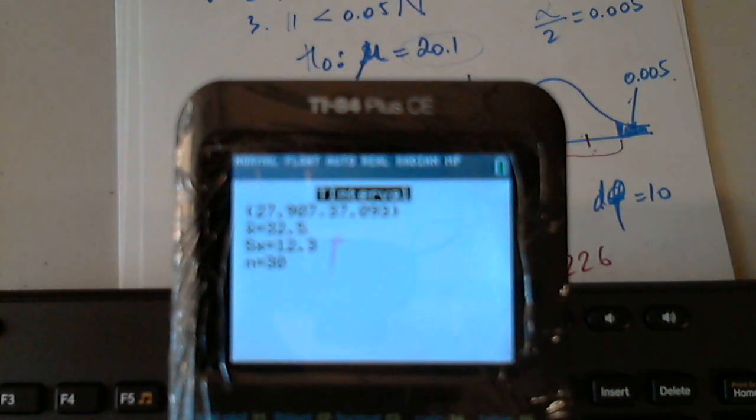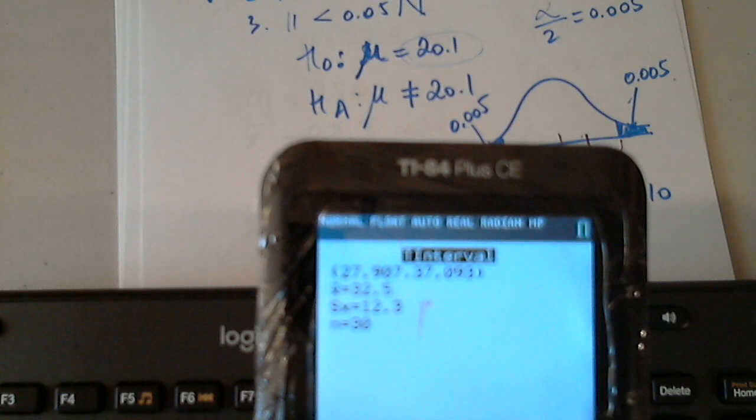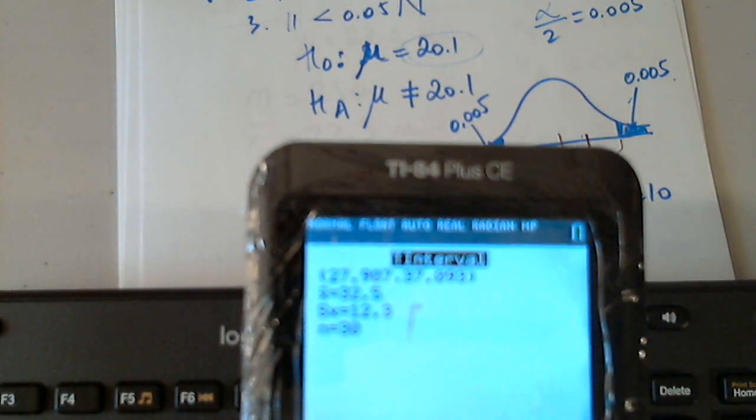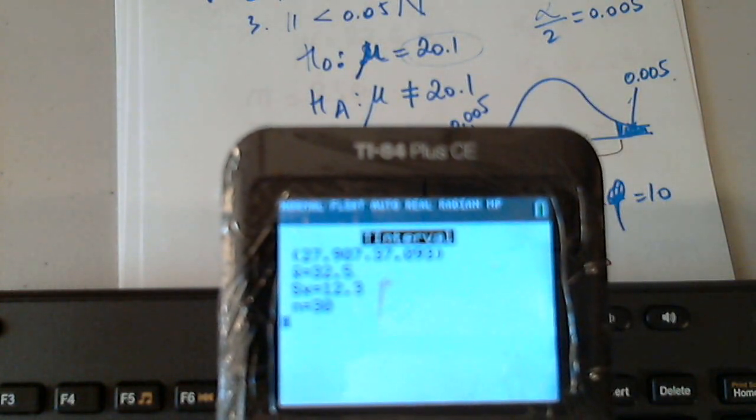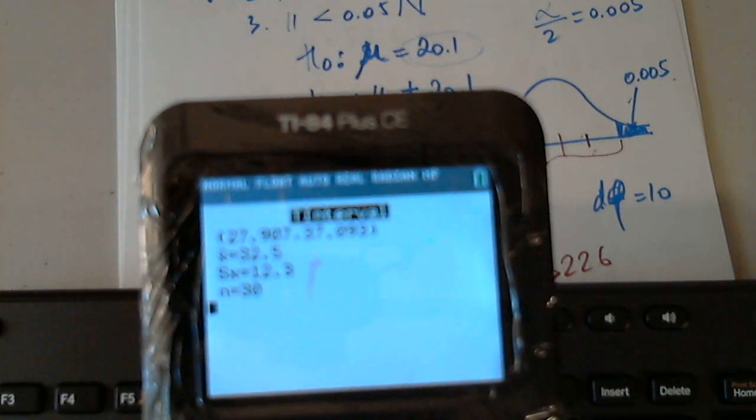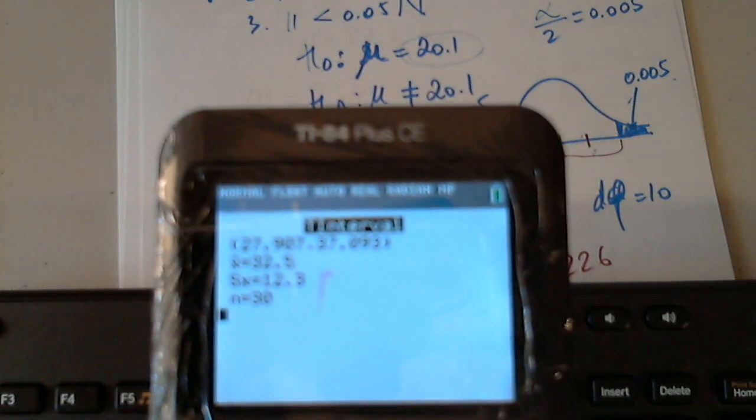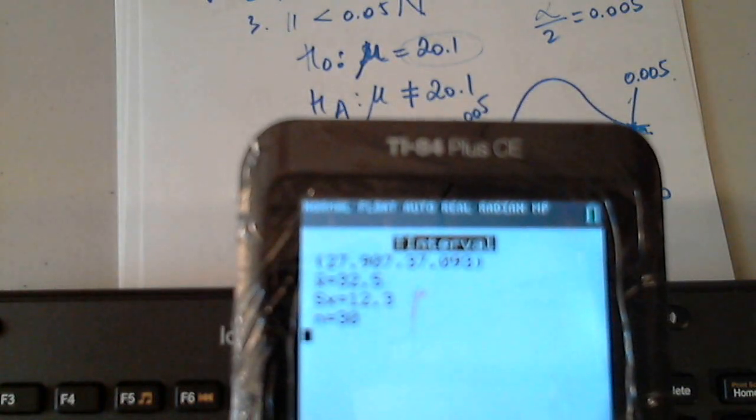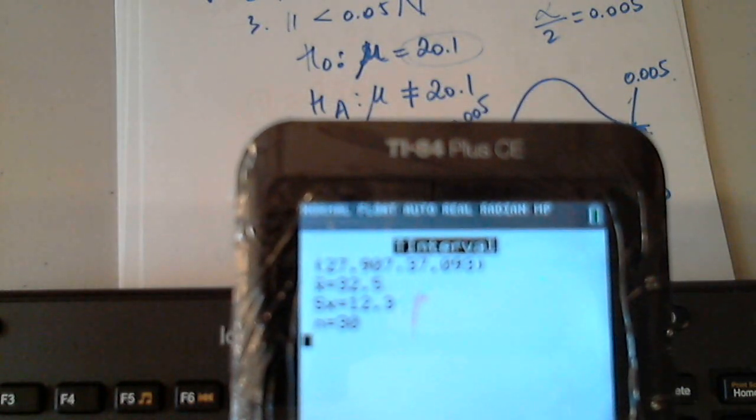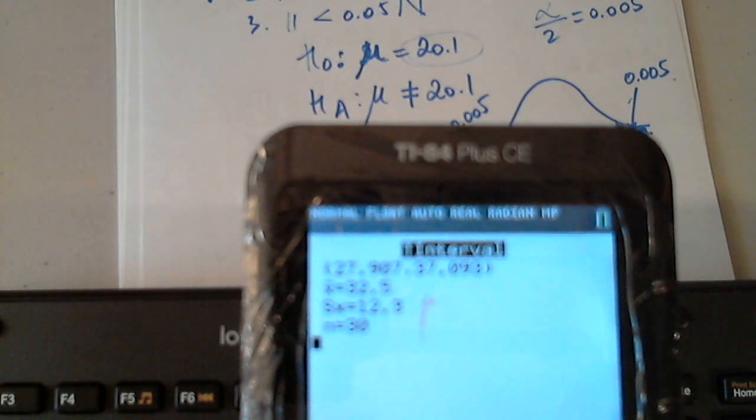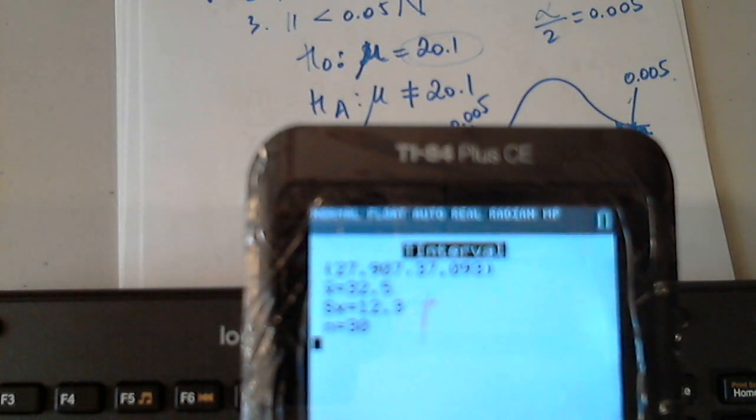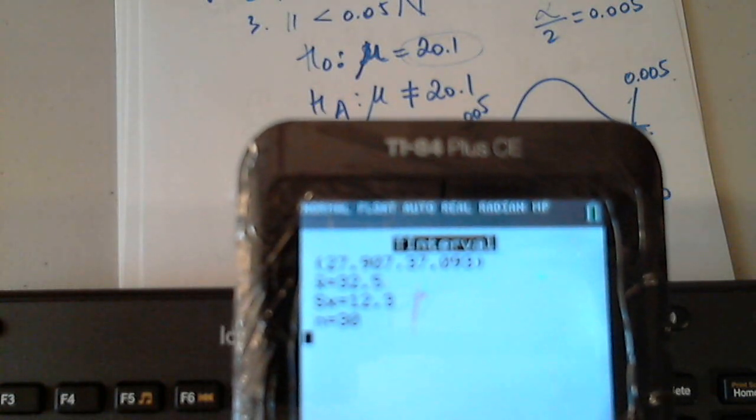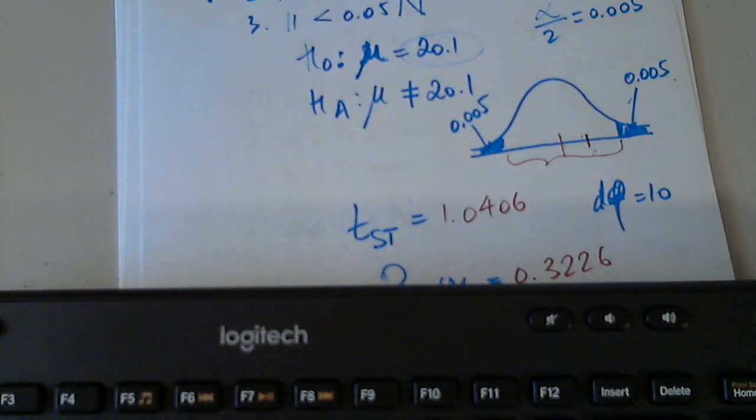And then, okay, so this interval, does it include the sample mean? Where is my sample mean? 32.5. Does it include 32.5? Does this? Yes, it does. So we have to fail to reject. We will fail to reject.